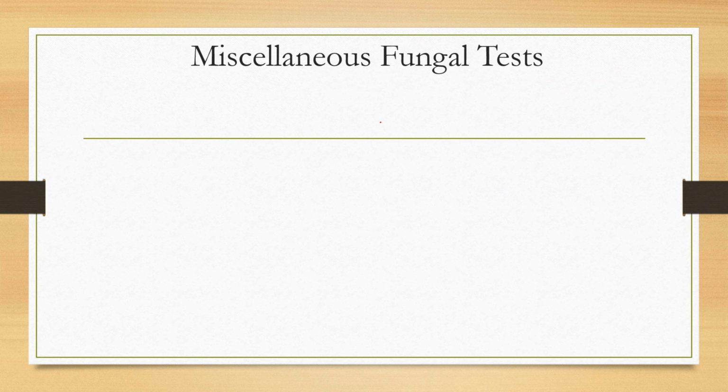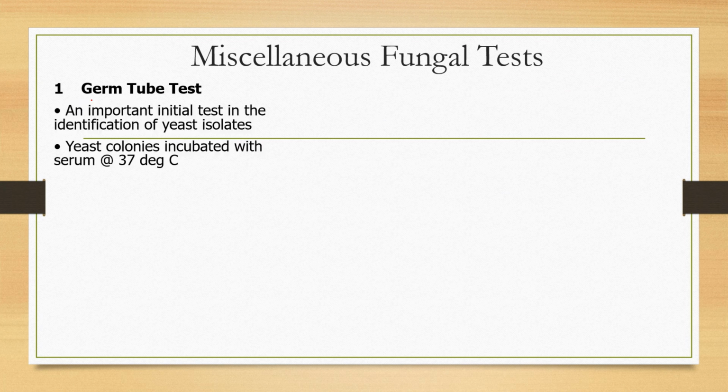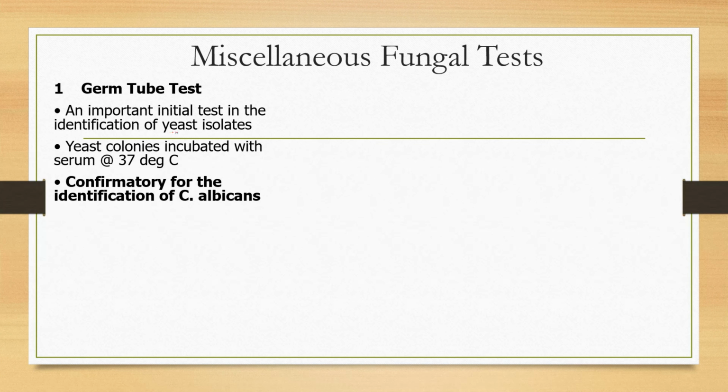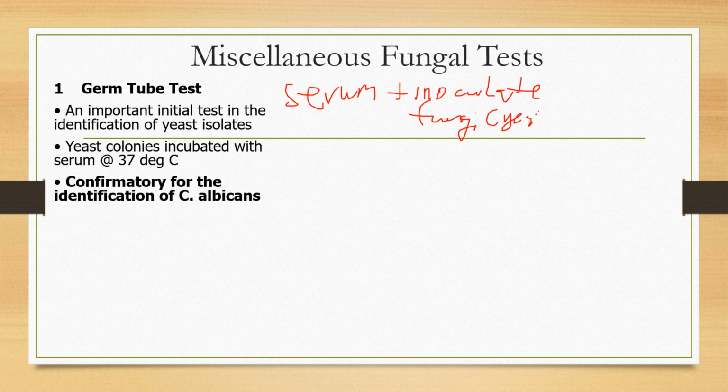Now let's discuss miscellaneous fungal tests. We have the so-called germ tube test. The germ tube test, class, is a very important initial test in the identification of yeast isolates. In the germ tube test, you will use serum. Then you inoculate your fungi, especially yeast. Then after that, you incubate it.